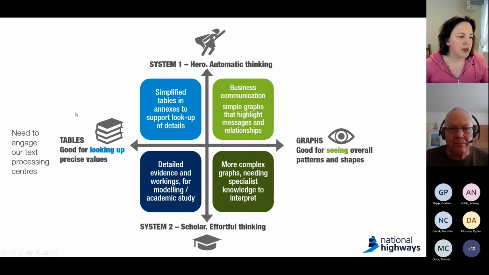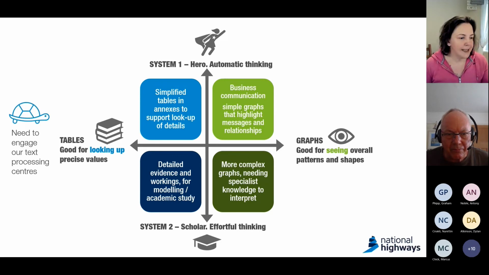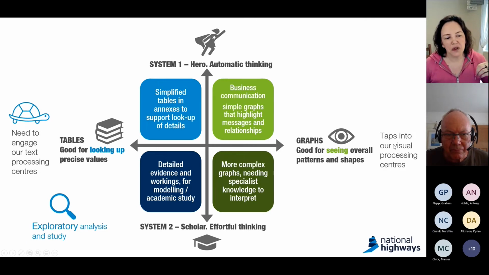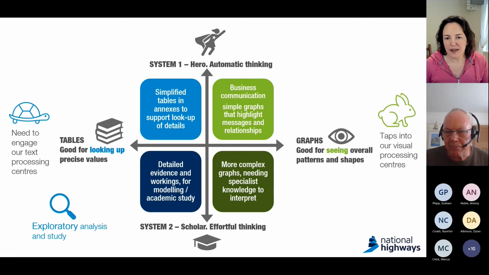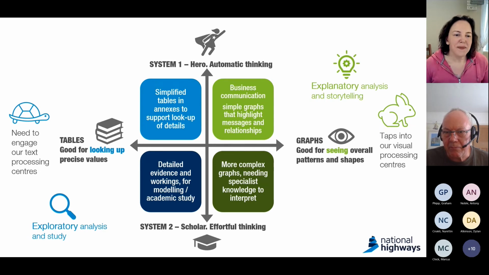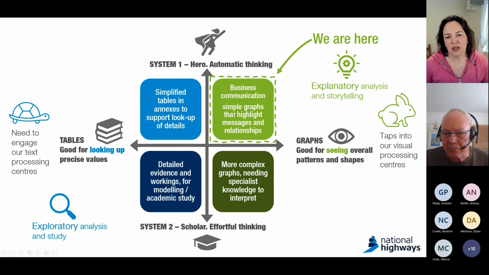So with tables, we need to engage our text processing centers in order to understand them. Immediately we see a table or text, we're using system 2 effectively to try and understand it. And it's quite a slow process, hence the tortoise, but it's really good for exploratory analysis and study. On the right hand side though, we've got the graph's visual pattern, which taps into our visual processing centers. Very fast, that is a hare, not a rabbit, apparently. But we're much more into the explanatory analysis and storytelling on this side. And our focus with all the communication work we're doing is in this quadrant here.